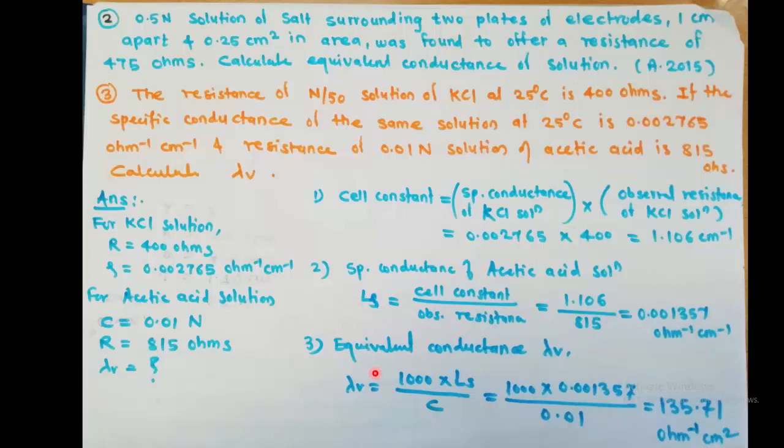Now the equivalent conductance formula, lambda equal to 1000 into Ls upon C. Ls value is here. Put this value, C value 0.01. Simplify this, then we get the value of equivalent conductance as 135.71.